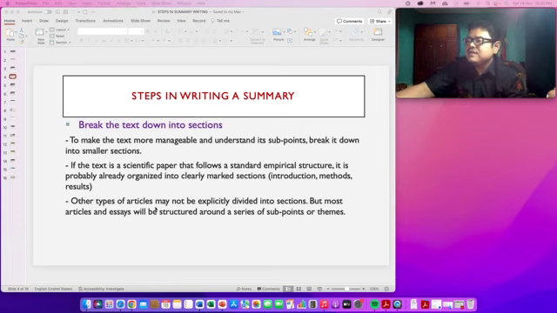Other types of articles may not be explicitly divided into sections, but most articles and essays will be structured around a series of subpoints or themes. This is just to help you understand how to read the text better.